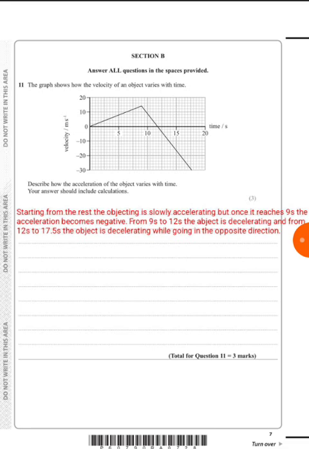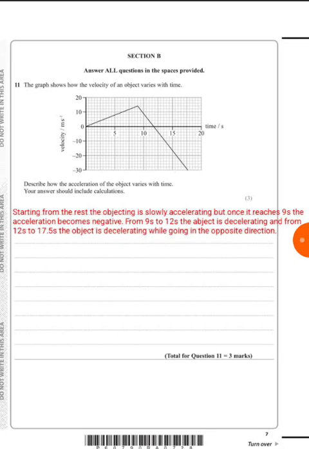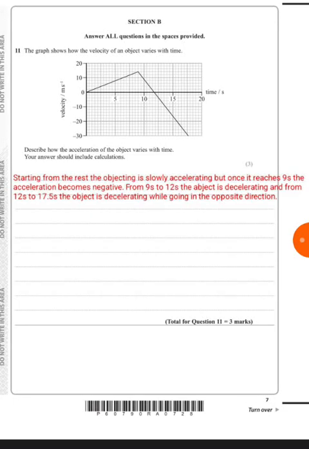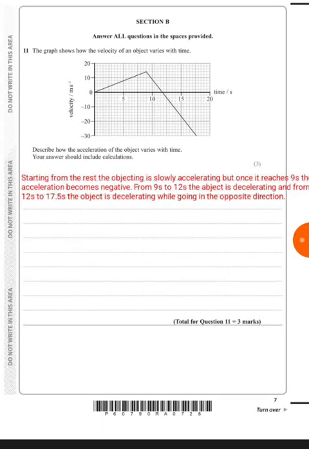So we can see, starting from rest, it's a velocity-time graph. Starting from rest, the object is slowly accelerating, but once it reaches 9 seconds, the acceleration becomes negative. From 9 to 12 seconds, the object is decelerating, and from 12 to 17.5 seconds, the object is decelerating while going in the opposite direction. So that's the answer.